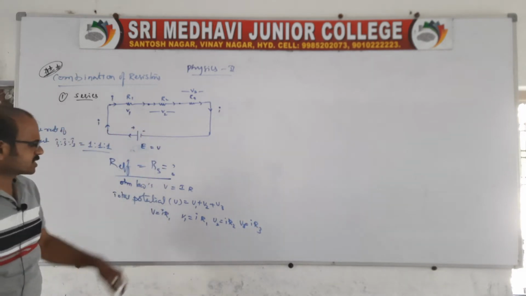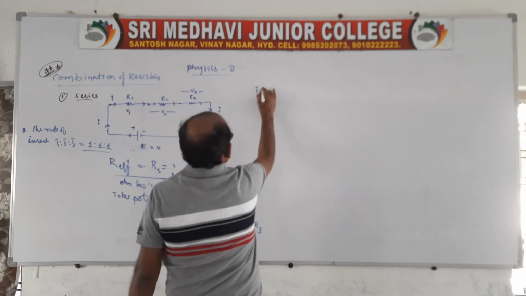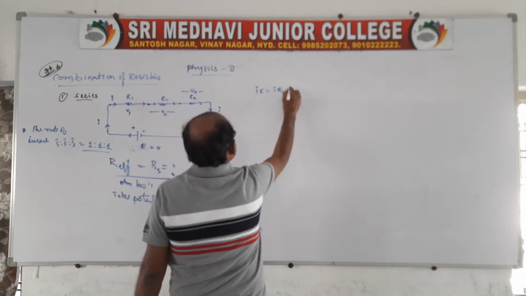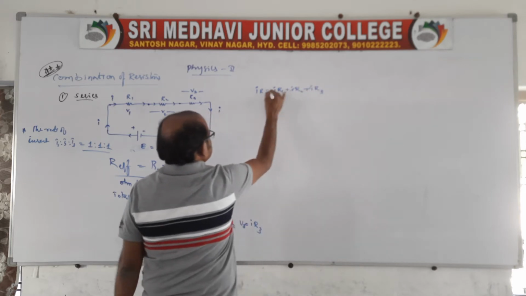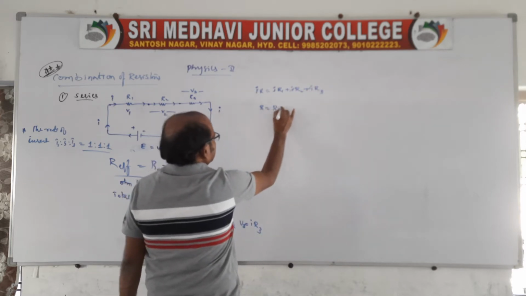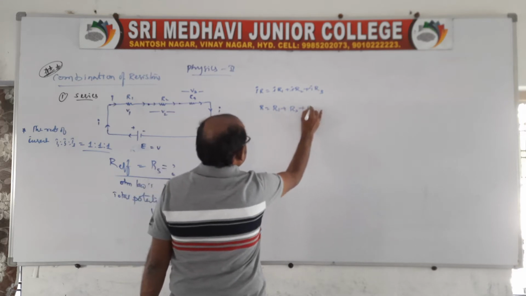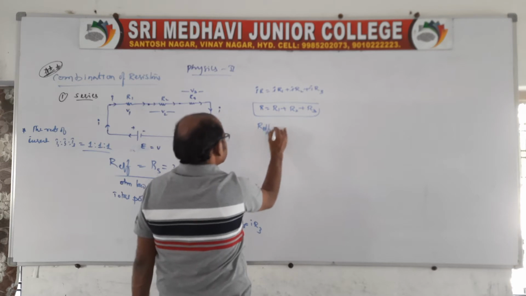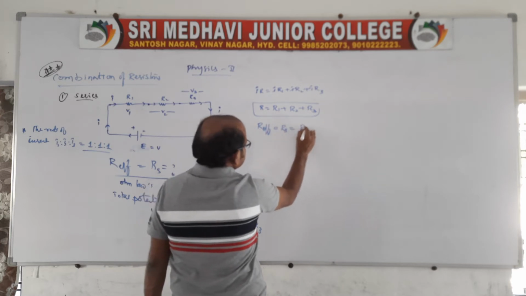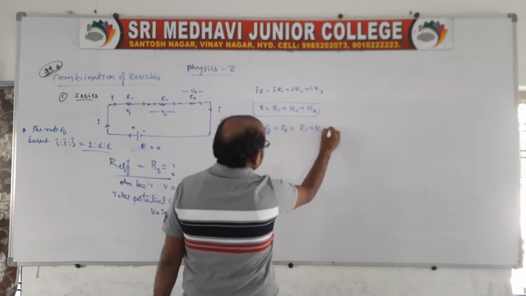Now we substitute these values here. IR is equal to IR1 plus IR2 plus IR3. So this I is cancelled. R is equal to R1 plus R2 plus R3. This we can call the effective resistance in the series combination, that is R1 plus R2 plus R3.